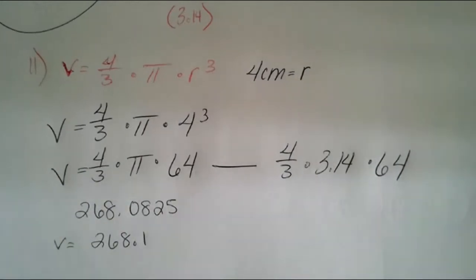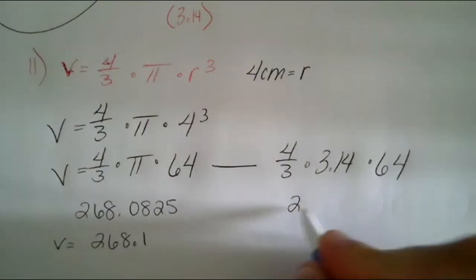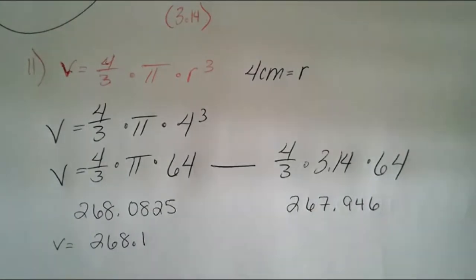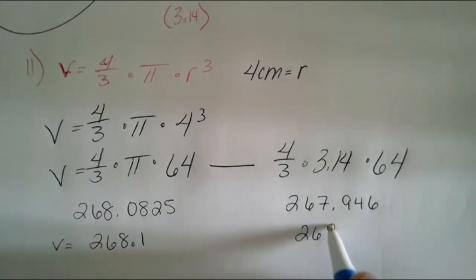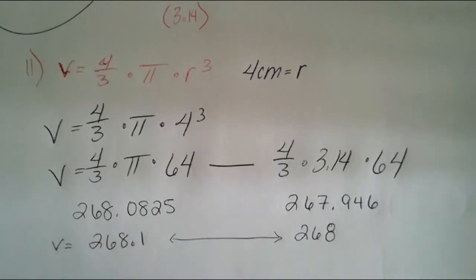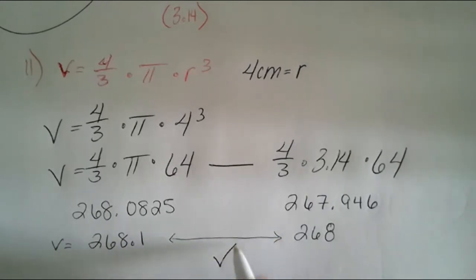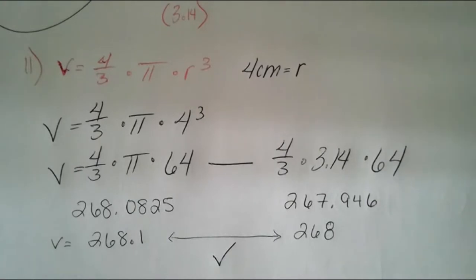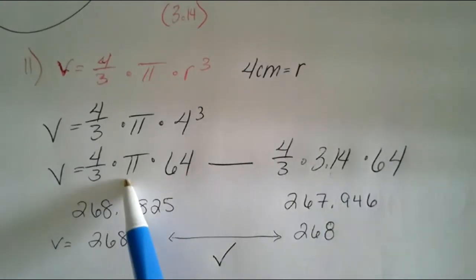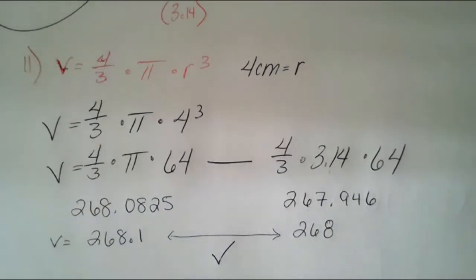Okay, let's go to this volume now. Let's do 4/3 times 3.14 times 64, all of it together. 267.946. I would have rounded this to 268. Notice how close they are to one another. Both answers are good, whether you have an iPhone and you're just using 3.14, or whether you're using a calculator like I did and just running through.